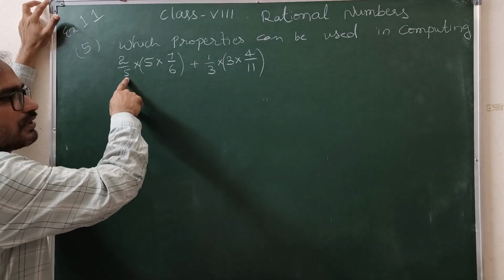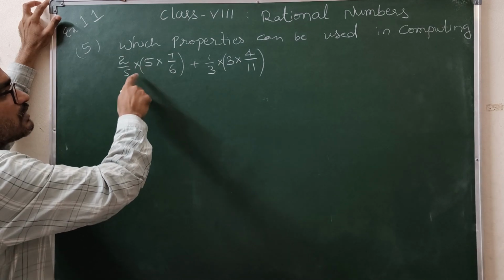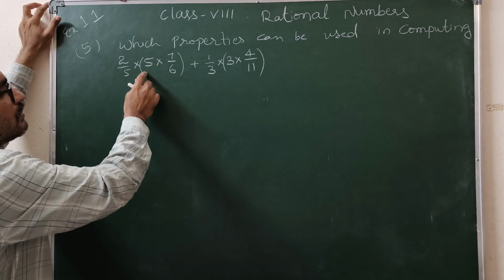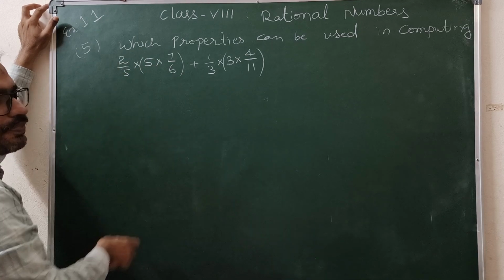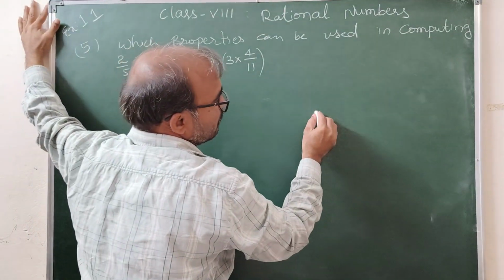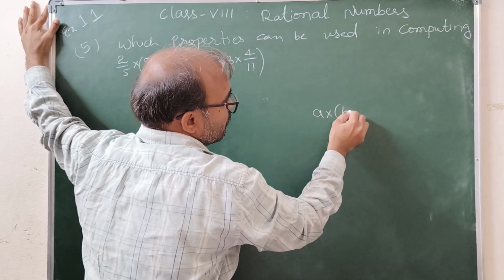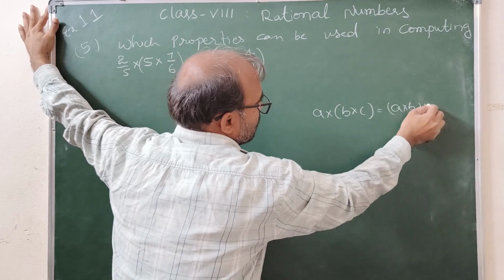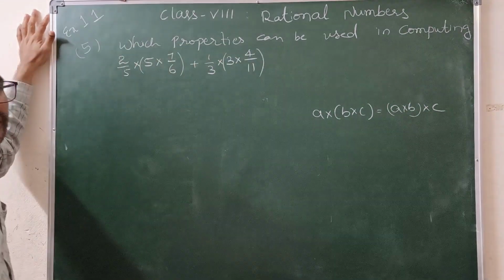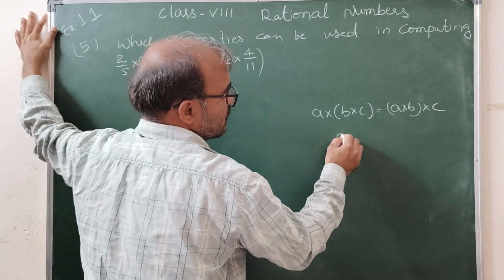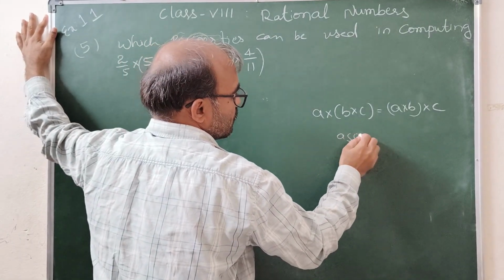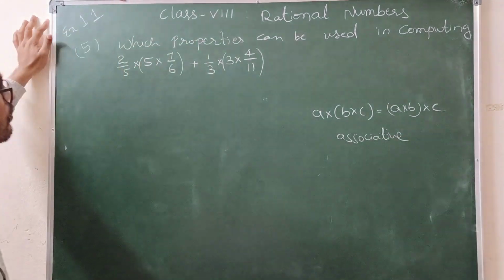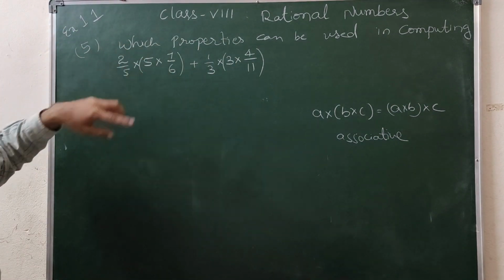The intention of whoever has written the problem is this: here there is 5 in the denominator, and here 5, so both get cancelled. That is why we have to change these brackets to these two. So here A into B into C is equal to A into B into C. So this is the associative property. We have to use the associative property here to compute this in an easier manner.